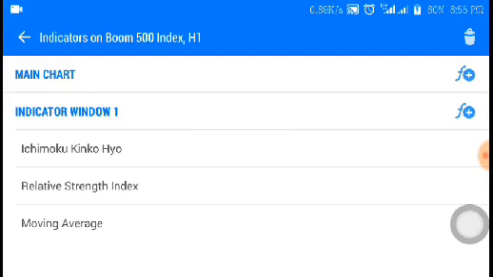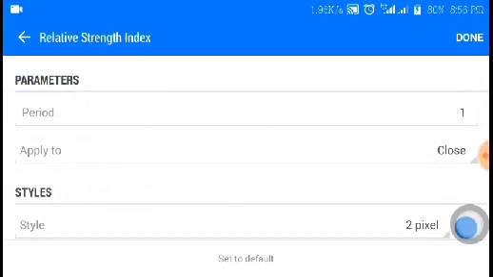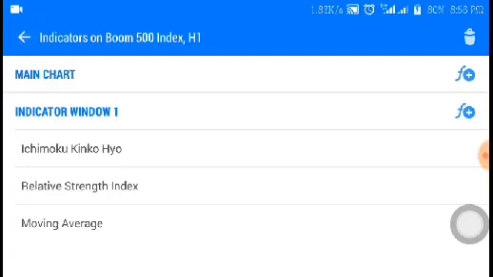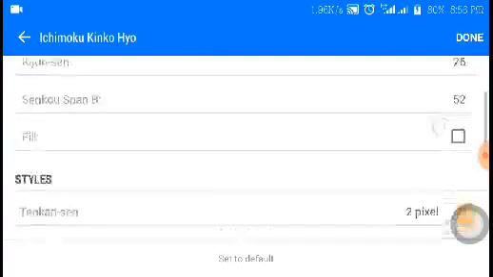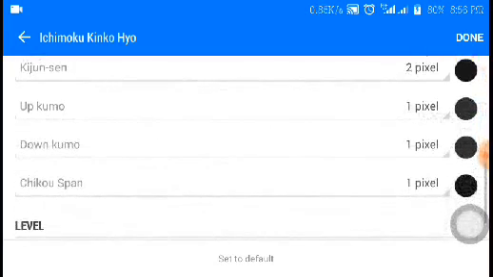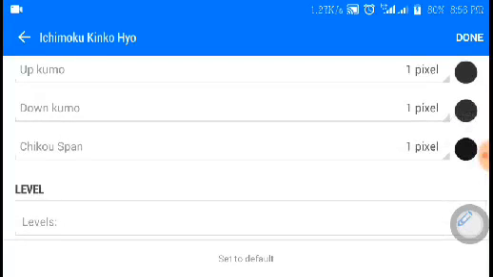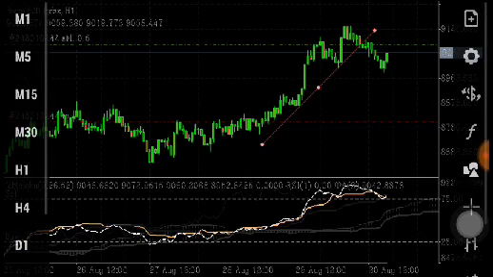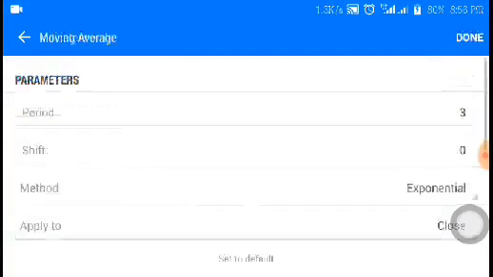In the indicator window I'm using the RSI period of 1, and the Ichimoku, everything is default except that I strike out all the other lines except the Tenkan-sen line. I'm using only the Tenkan-sen line, so all the other lines that you're seeing here are dark, because the background of my MT5 is dark, so they don't really have an effect in my trading. I also use the exponential moving average period 3 for this strategy.